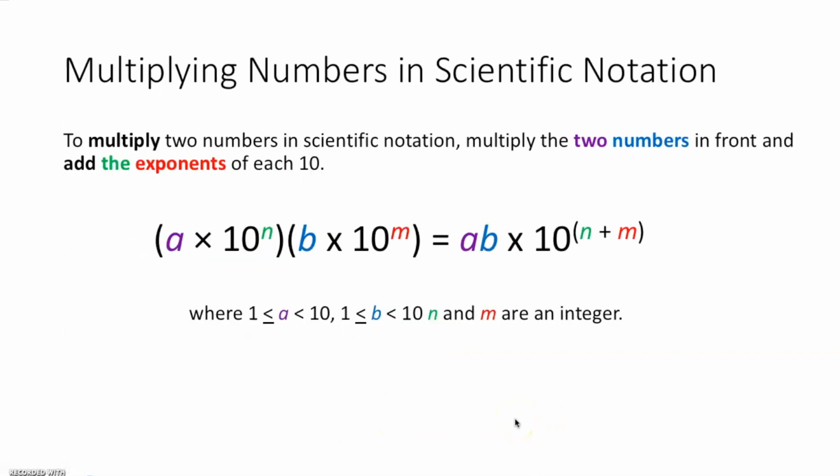Next, we're going to talk about multiplying numbers in scientific notation. To multiply two numbers in scientific notation, multiply the two numbers in front and add the exponents of each 10. So if we have a times 10 to the nth times b times 10 to the m power, what we want to do is multiply the a and the b and then add the exponents of the tens. So it looks something like this. Now again, you will have to reconvert it into scientific notation if a times b is not a number between 1 and 10.